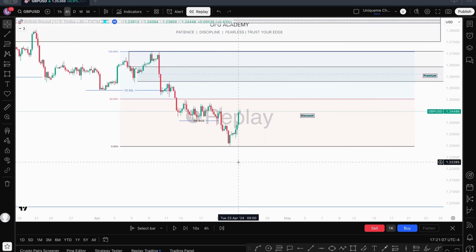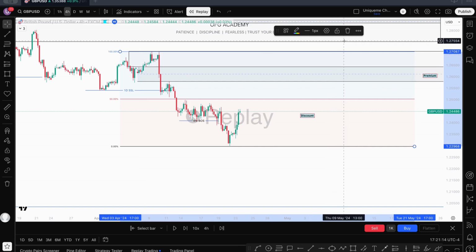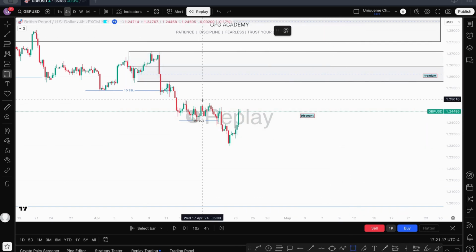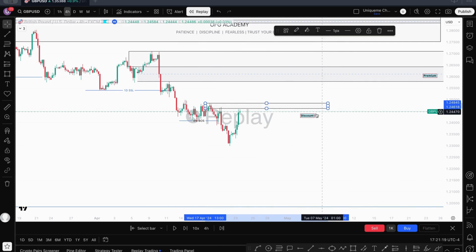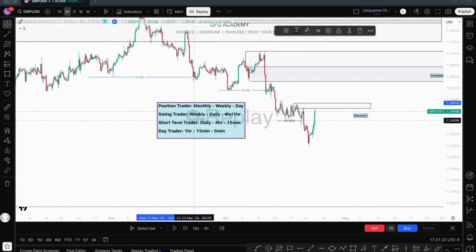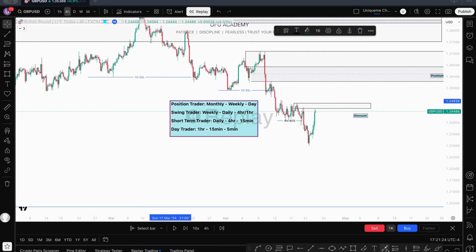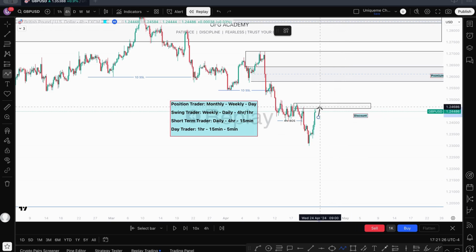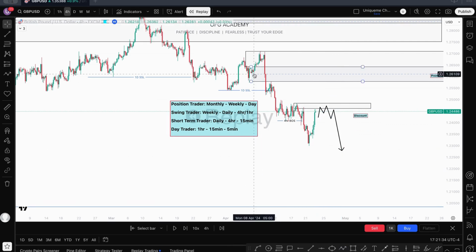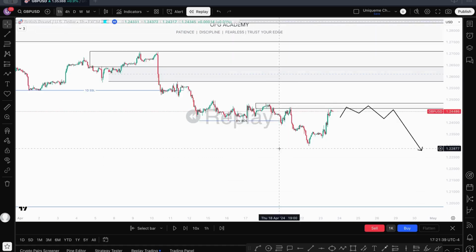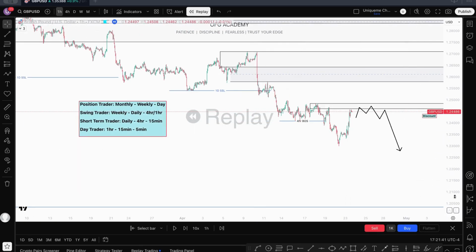And for you, you would mark this whole zone as your other block here, and your fair value gap. Then you will come down to 15 minutes, waiting for price in 15 minutes to do this. That is what you'll be waiting for if you are a short-term trader. But me, I'm a swing trader, I will go down to 1 hour. By this time, I'm already in the trade.